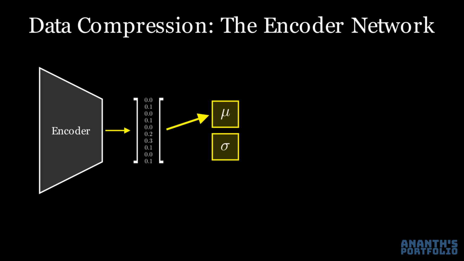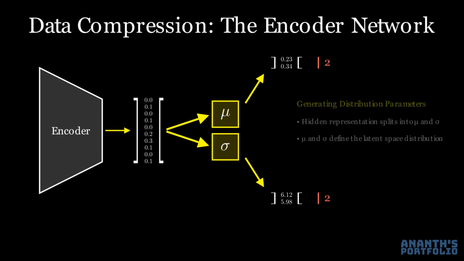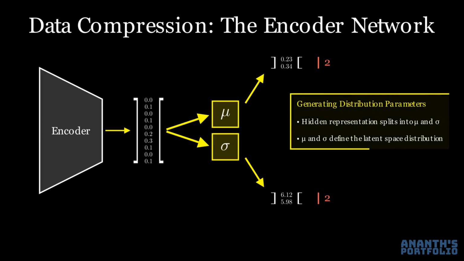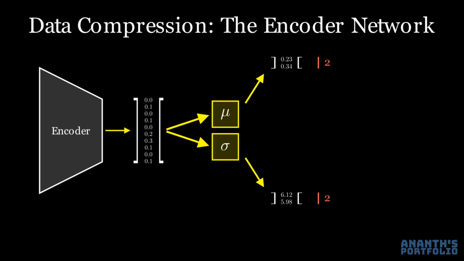Think of the mean, mu, as the center or the most likely representation of the data in the latent space. It's where the data tends to cluster. Meanwhile, variance, sigma, represents the spread or uncertainty around that center. Together, these parameters define a probability distribution for the data in latent space rather than fixing it to a single point. By representing data as distributions instead of fixed points, VAEs can capture not only the features of the input but also its inherent variability.